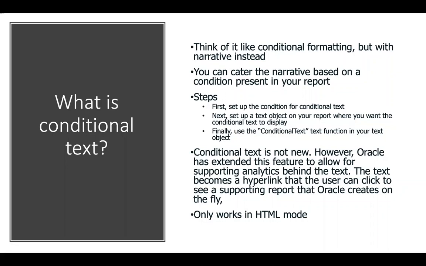And the reason why this is important is because if you decide to select analytics, which is basically a text box that you choose to be either on or off, anything that is conditional text will become a hyperlink, which means that the user can click on it and it will take them to a supporting report that Oracle creates on the fly that gives additional detail behind that condition. Now, because this is an interactive option here, that means that your users have to be in HTML mode. This would not work in PDF mode.